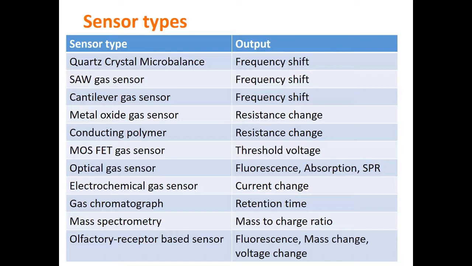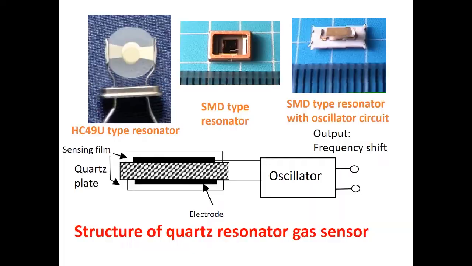So I added mass spectrometry here. The final one is the olfactory receptor-based sensors. This one is recently a bit of a hot topic. What kind of sensor output does it have? It depends on the transducers, but fluorescence, mass change, and voltage change are typically used. And this is the quartz crystal microbalance gas sensor.